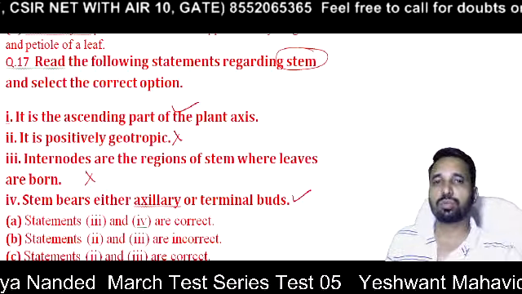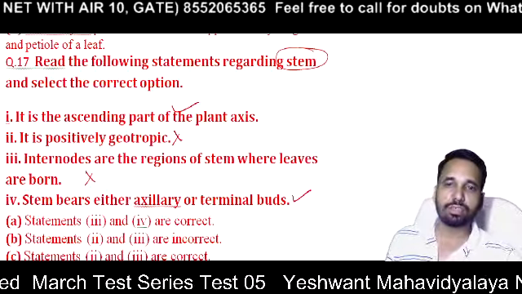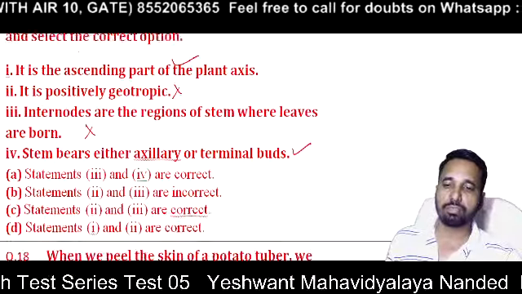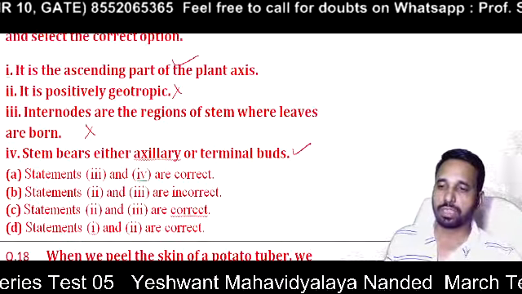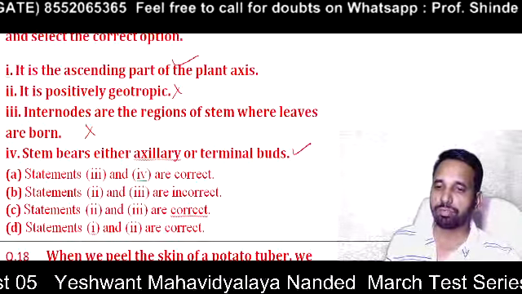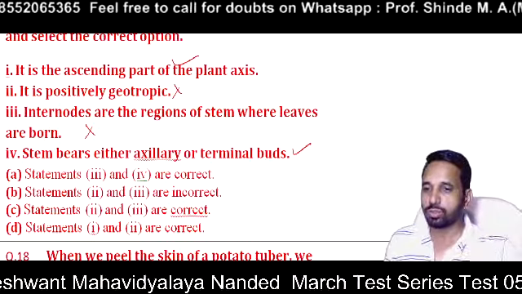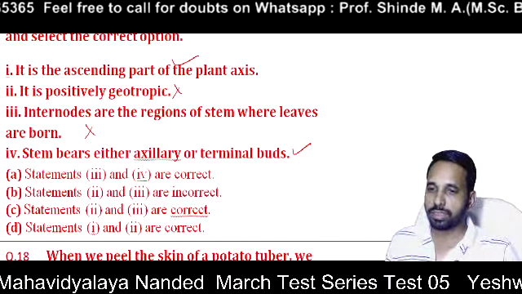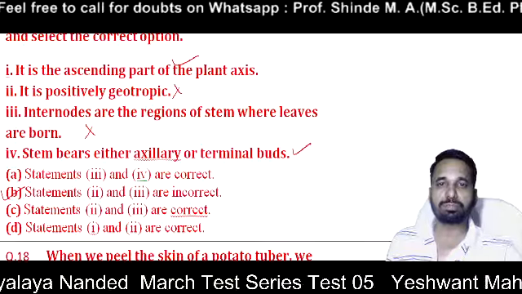Fine. Stem has two types of bud, either axillary, which are in the axil of leaf, or at the tip, called terminal bud. So second and third are wrong, and first and fourth are true. So second, third incorrect. Yes, here it is option B.